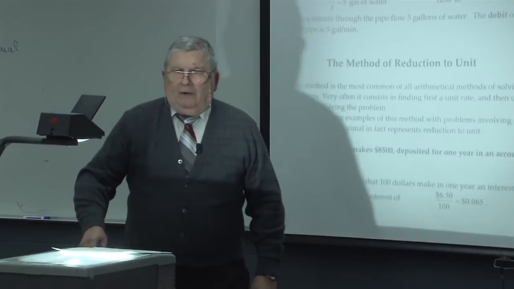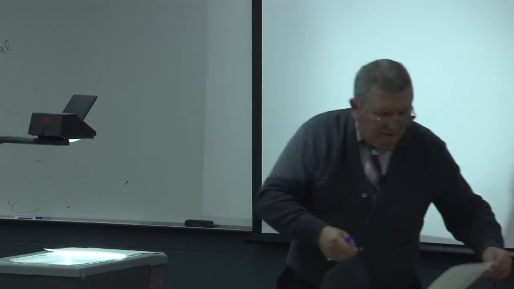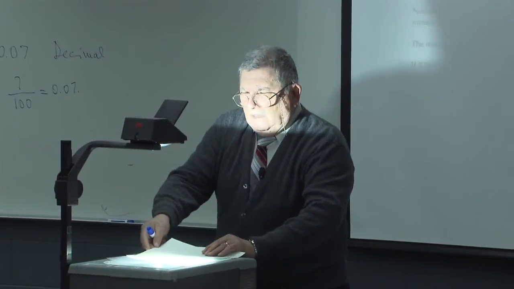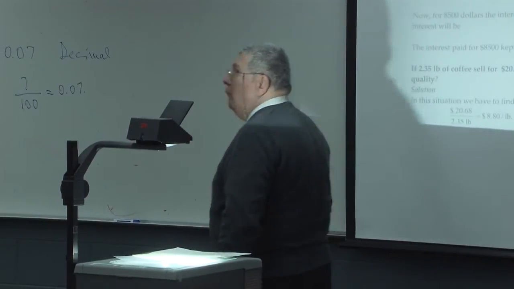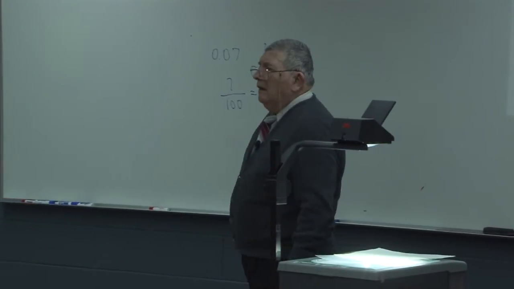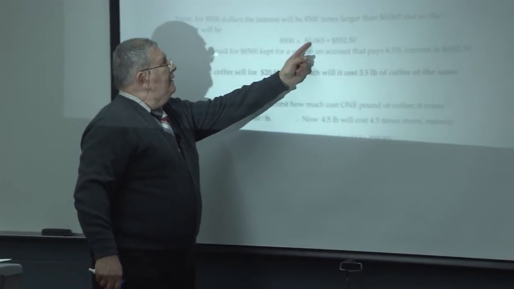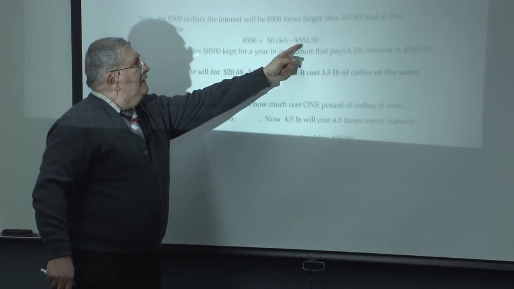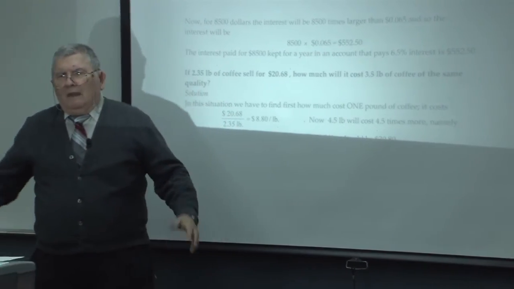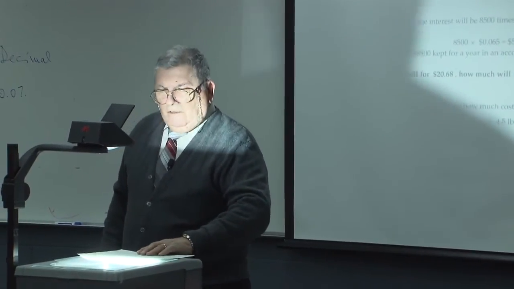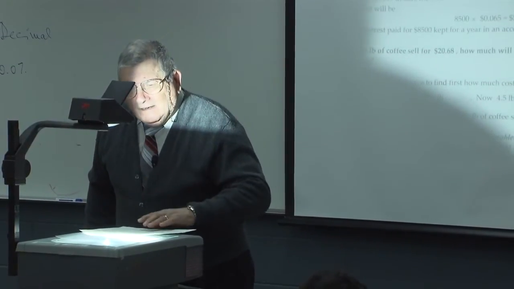So therefore, from here, very straightforward, 8,500 bucks will make 8,500 times more. Yes? So 8,500 times 0.065 is 552.50. And this is it. This is the first example. The second example.